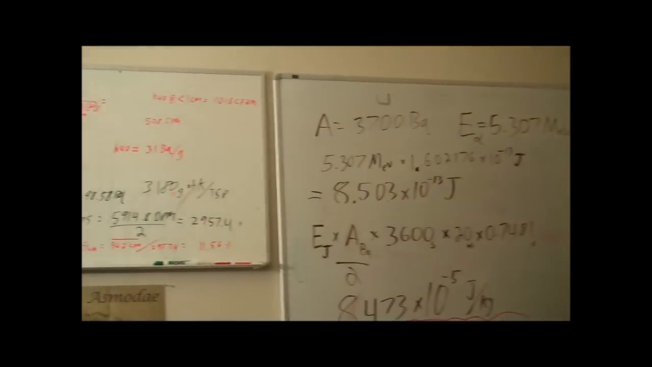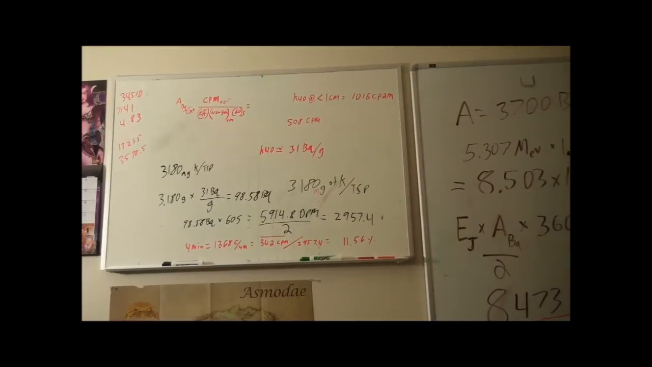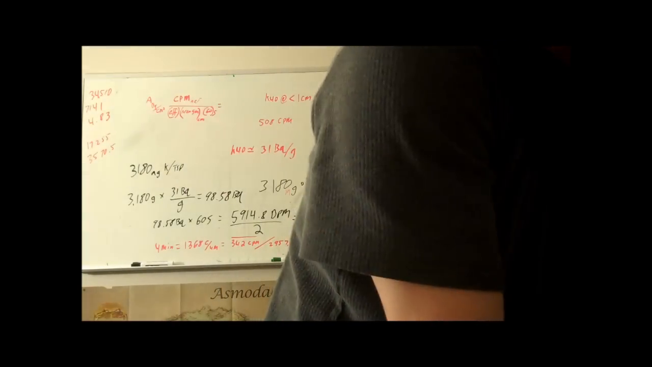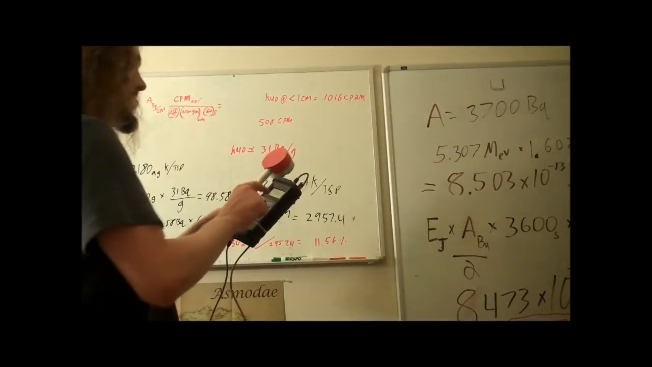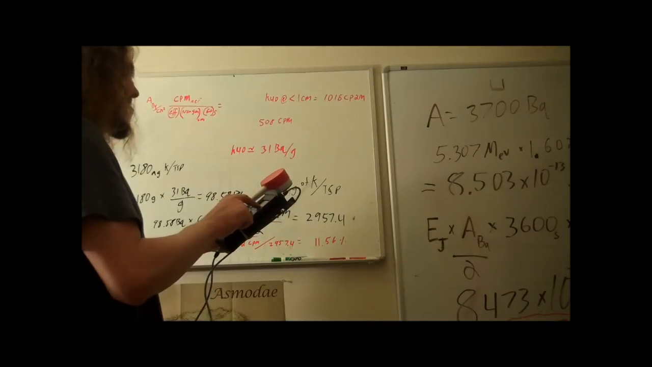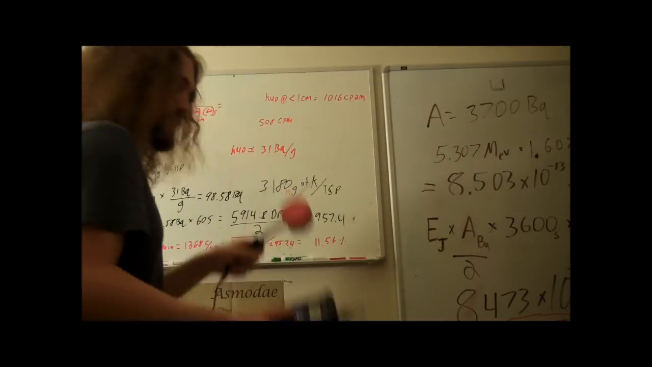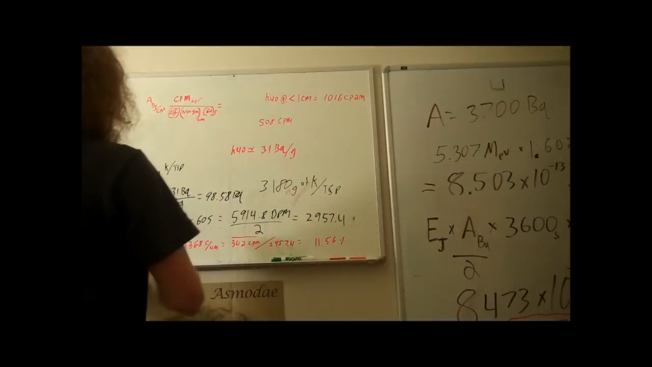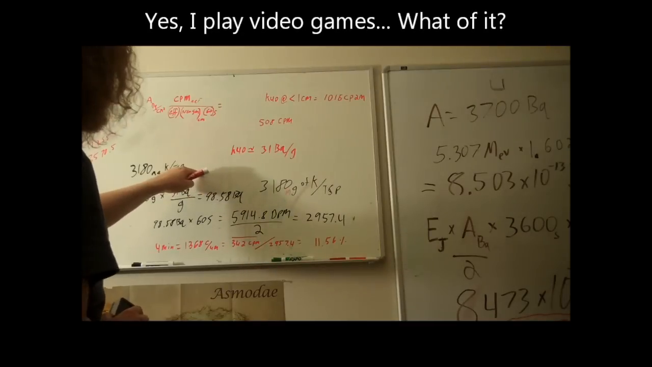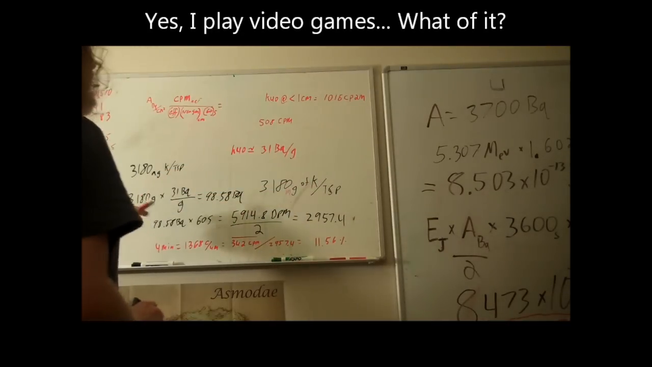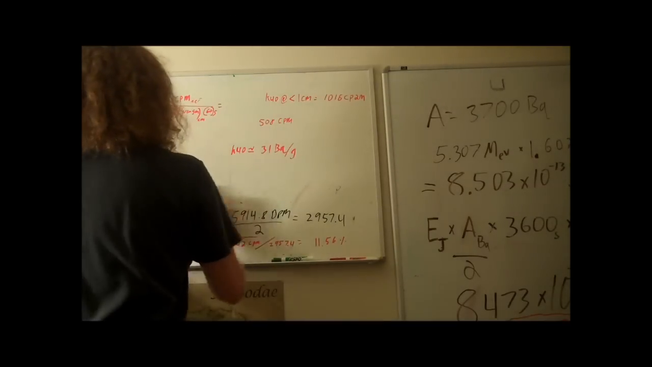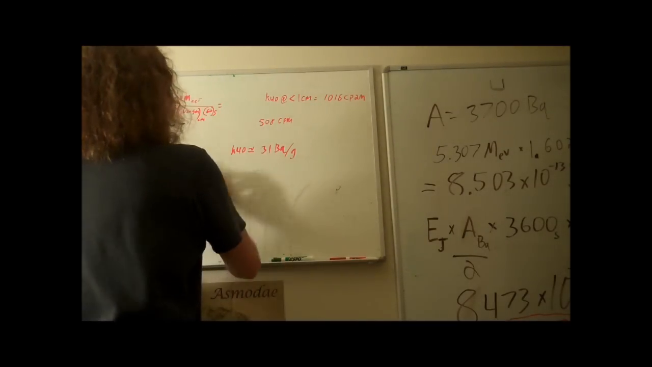Alrighty, let's move the camera over here to my other board and see what we get. With my Geiger counter here, I detected 169,700 counts in 10 minutes. Let's wipe what I have here on the board out. I was calculating the radioactive activity of potassium-40 and trying to figure that one out.